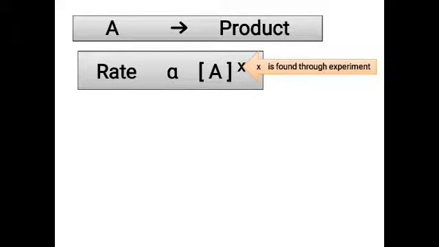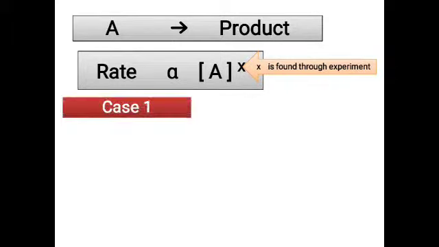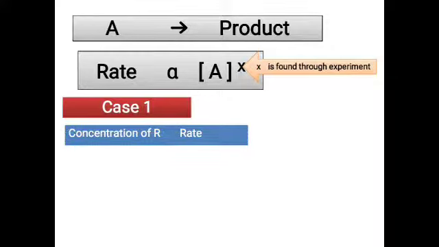Let us now assume the first type of case. In the first case, we will take different concentrations of the reactant and measure the rate for each. I will take the concentration of the reactant on one side and the rate on the other side. Let's say we start the reaction with an initial concentration of the reactant as 0.1. For the 0.1 concentration, we need to measure the rate. When the rate was measured, we obtained the value 0.01.